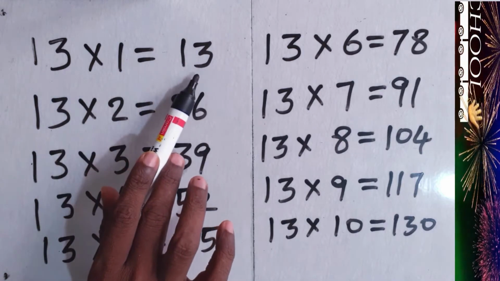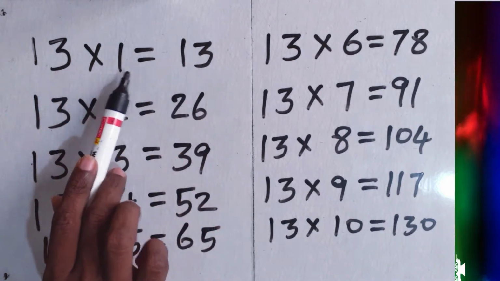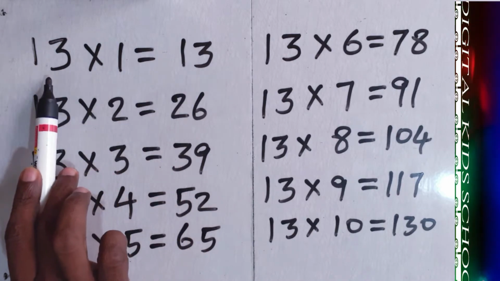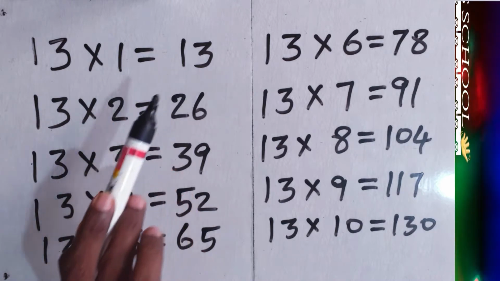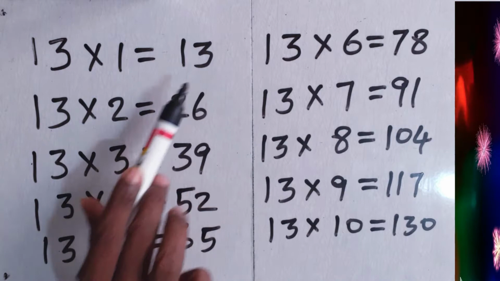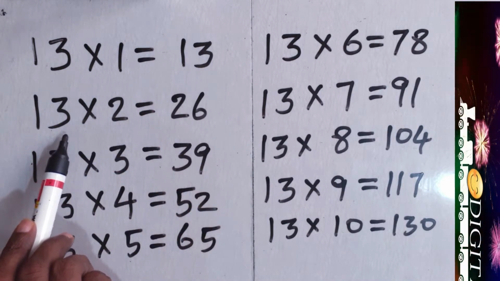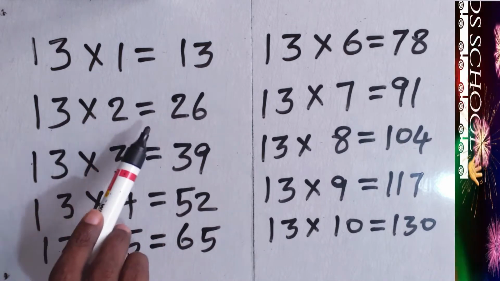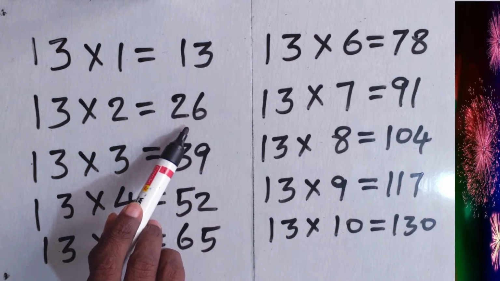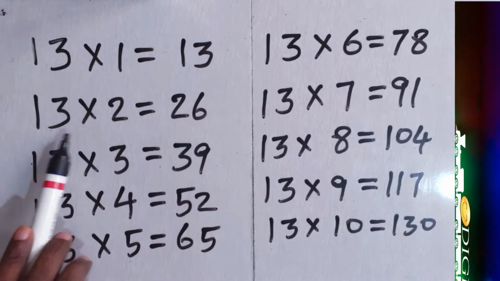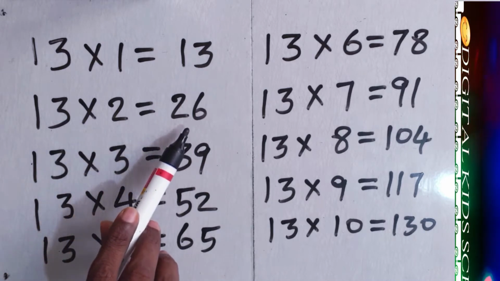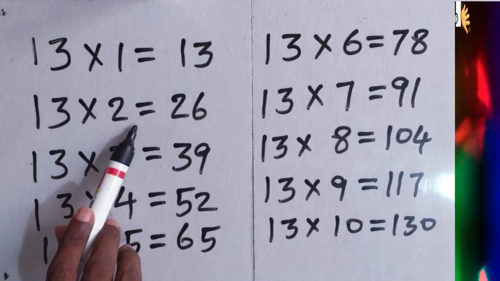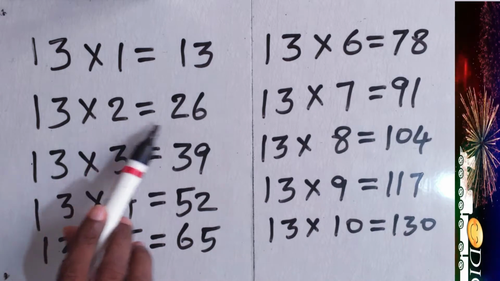13 1 ja 13. 13 multiplied by 1 is equal to 13. 1 times 13 is equal to 13. 13 2 ja 26. 13 into 2 is equal to 26. 13 multiplied by 2 is equal to 26. 2 times 13 is 26.